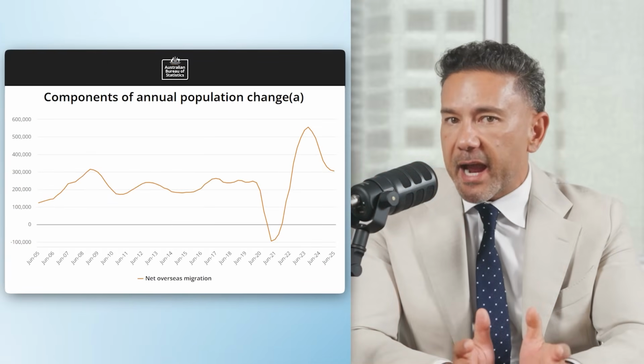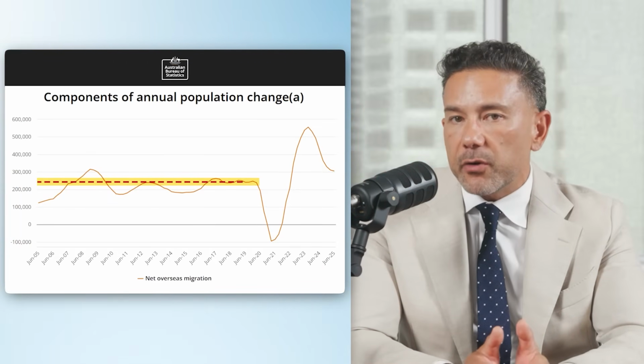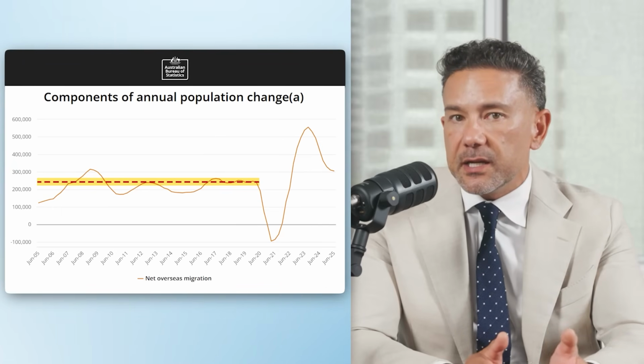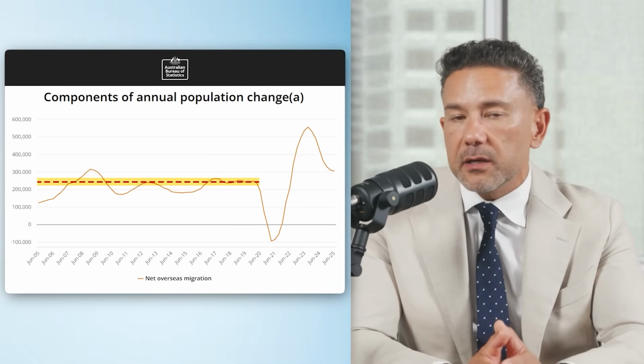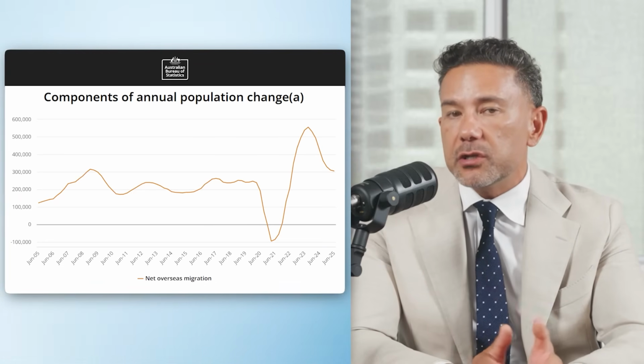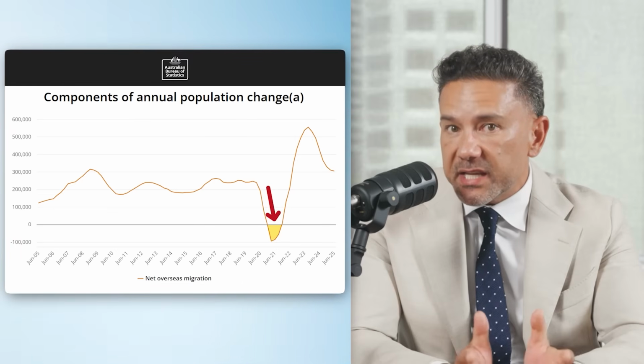Now let's go to the ABS population chart. Before COVID, net overseas migration was roughly 240 to 250,000 a year. That was the normal baseline. Then COVID hit, borders shut, and net overseas migration went negative. More people left Australia than entered. Now here's the key point.